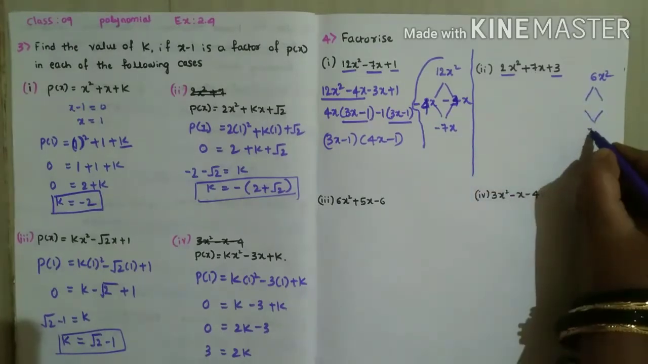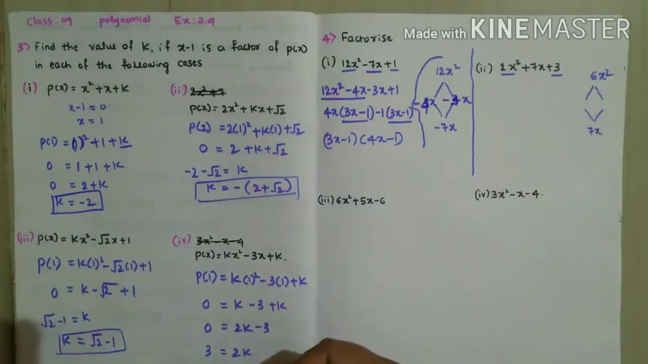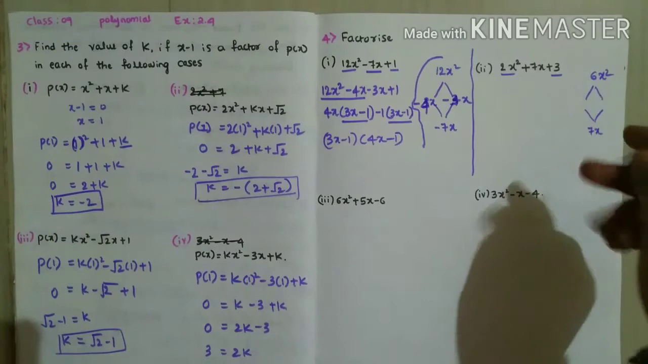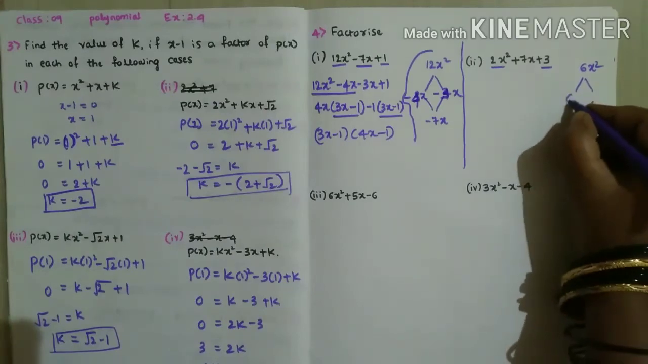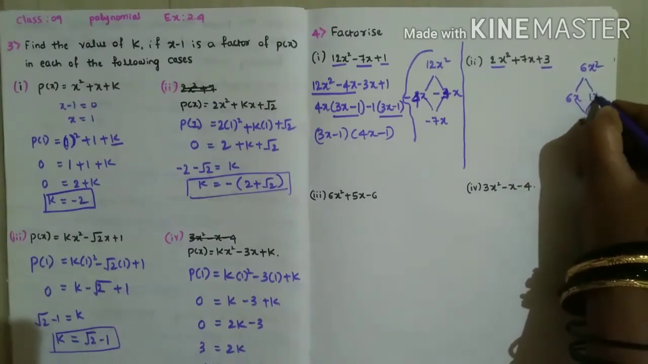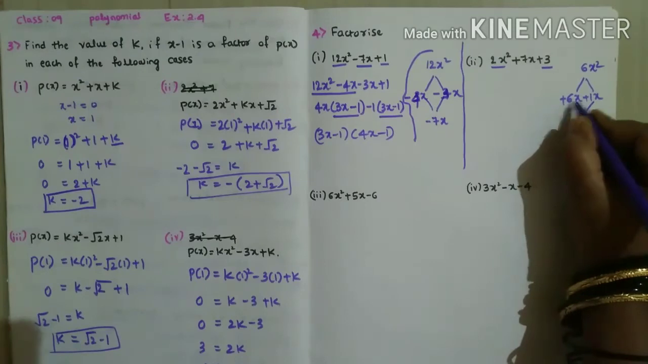Then the middle term is 7x. Which are the two numbers? If you multiply any two numbers, you have to get 6. If you add them, you have to get 7. Which are the two numbers? 6 ones are 6x and 1x. Both are plus only. 6 plus 1 is 7.